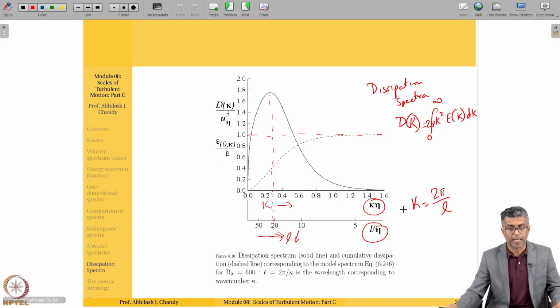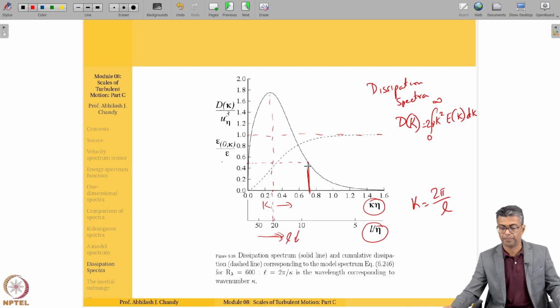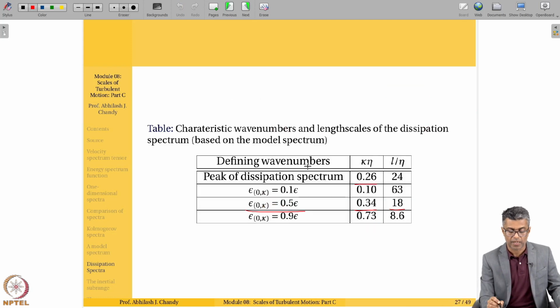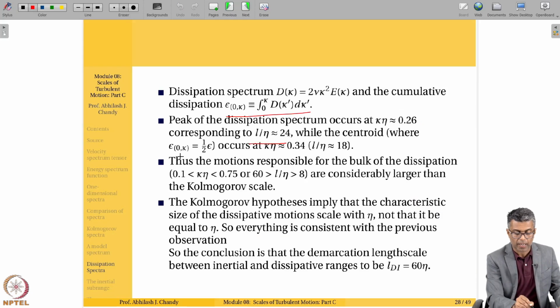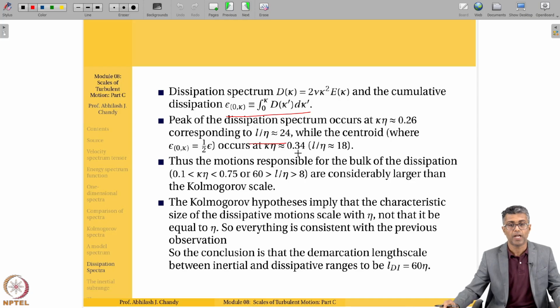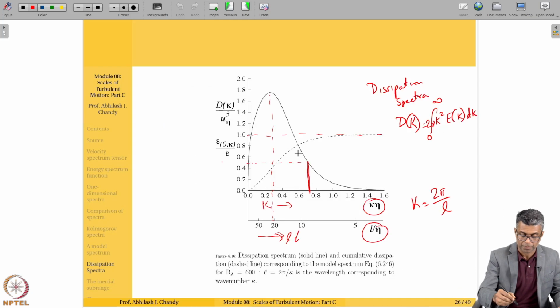So now let me look at that. The centroid, which is where the cumulative dissipation is 50% of the total dissipation, is this one right here. So that occurs here. This is the centroid, isn't it? 0.34 and 18, where epsilon k is half of epsilon, occurs at kappa eta equals 0.34 and L over eta equals 18. So let's say I marked that wrong.